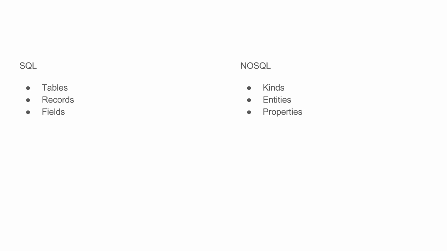That's the easiest way that I've found to think about it. And you notice I dropped off the S's here because, hey, here's a table, right? Or it's a kind, employee. Oh, here's a record. Oh, it's an entity. It's E1, E2, employee 1, employee 2, employee 3, right? And here are the fields, or the properties: name, role, hire date, account.